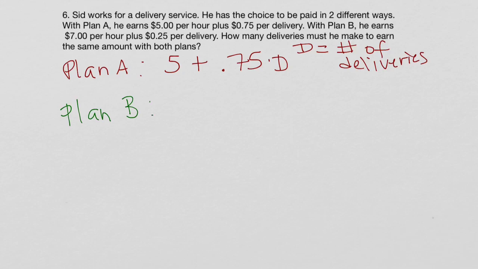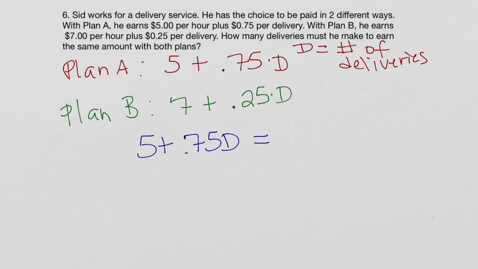For Plan B, he makes $7 plus 25 cents per delivery. And the question is, how many deliveries must he make to earn the same amount? So here's where you can actually set them equal to each other. So 5 plus 0.75D, you want to know what number of deliveries, or what would D be, in order for those two plans to have him earn the same amount of money. So now you've just got the same kind of problem that we had before, where you have an equation with variables on both sides. So you're going to solve it the same way you did before. Go ahead, pause the video, solve it, and then turn it back on and check.